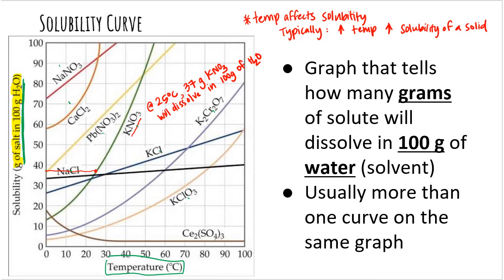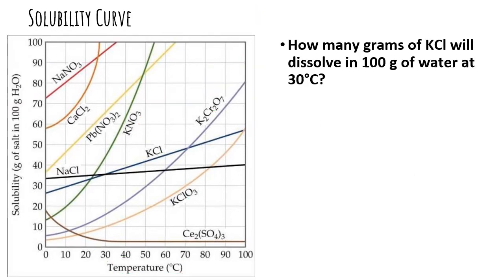So for example, I've shown you here at 25 degrees, so this would be 25 degrees. If we go up to the potassium nitrate curve, we see right here that exactly or right around 37 grams of potassium carbonate will dissolve in 100 grams of water. So that's how we read these curves. So let's look at an example.